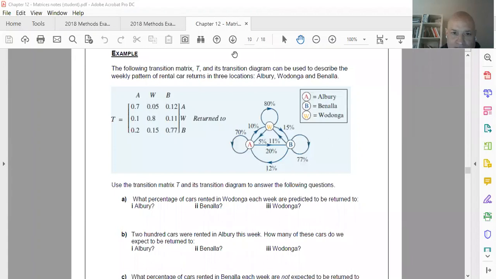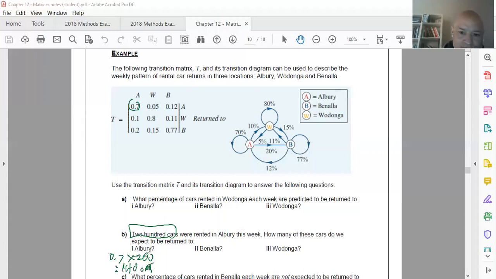Part B says 200 cars were rented in Albury this week. How many of these cars do we expect to be returned to Albury? So Albury to Albury, 70%, or 0.7. And of course, there's 200 cars, but only 70% of them go to Albury. I can do it the theory way, or I can do it by calculator now: 0.7 times 200, you're going to get 140. So this is 140 cars.